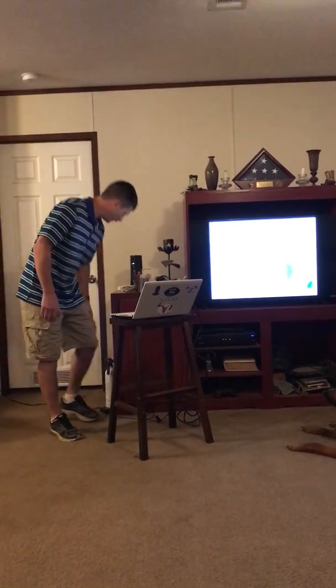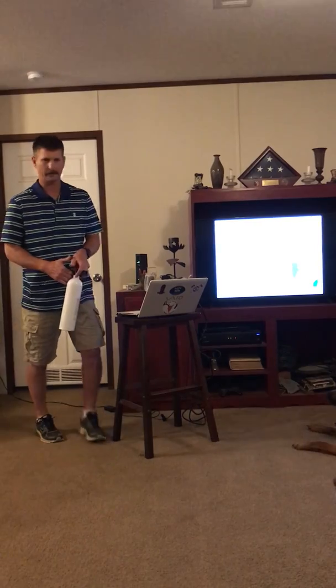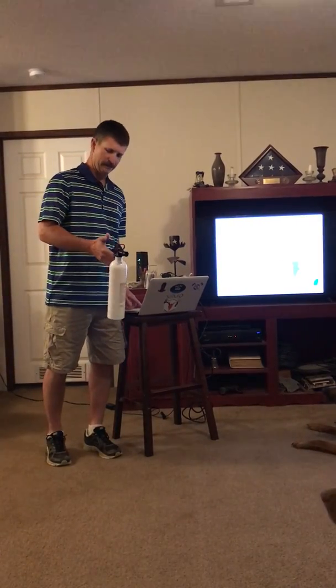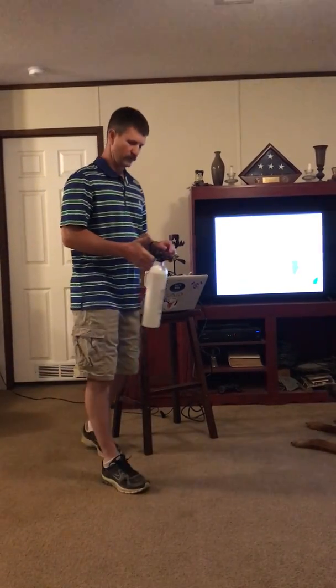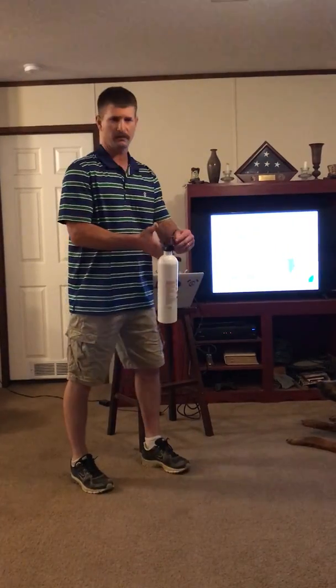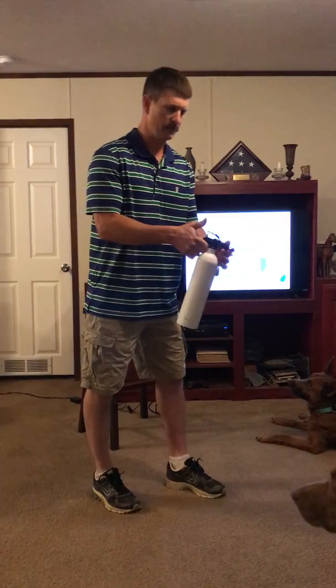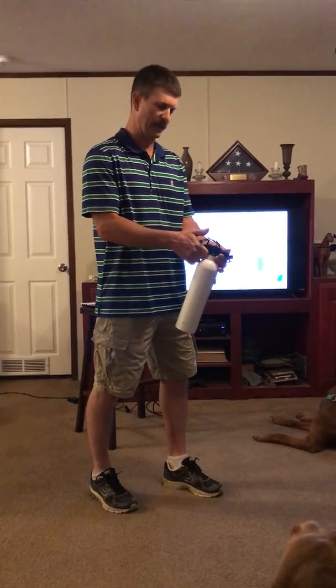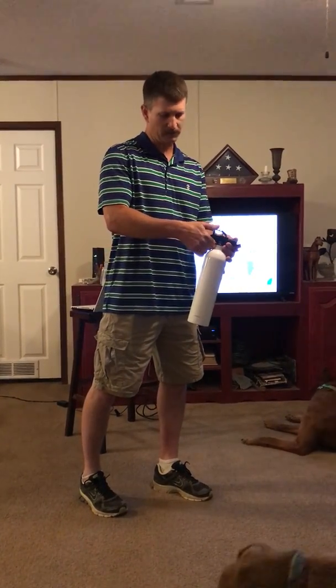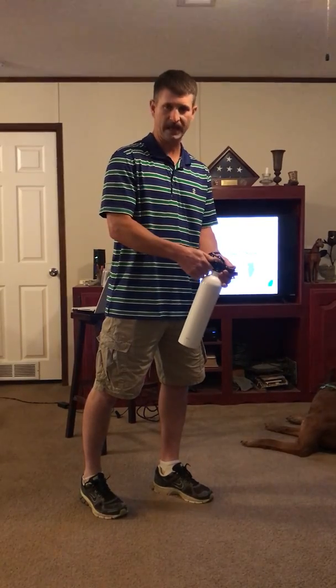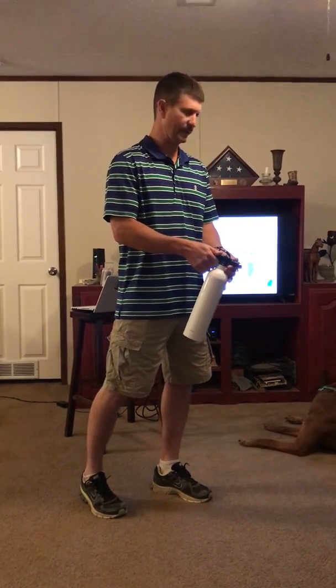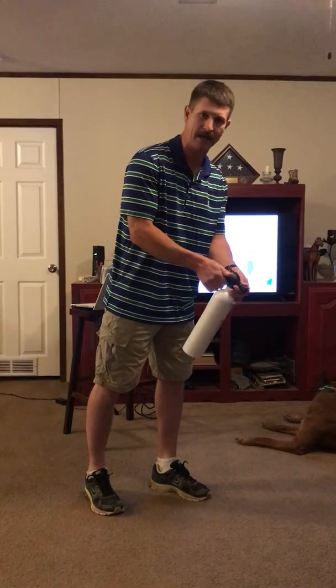So now we'll get into the extinguisher operation with the acronym PASS, and I'll demonstrate with this extinguisher. First, P is going to be pull the pin. A is going to be aim at the base of the flames. The first S is going to be squeeze the handle. Squeeze the handle down and discharge the agent. The second S is going to be sweep side to side.